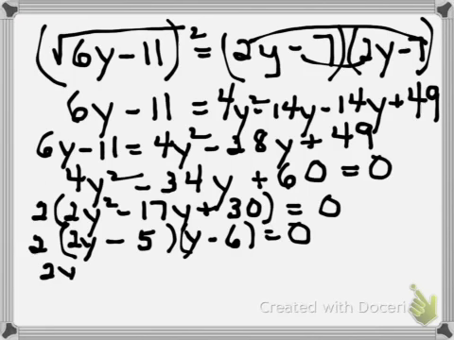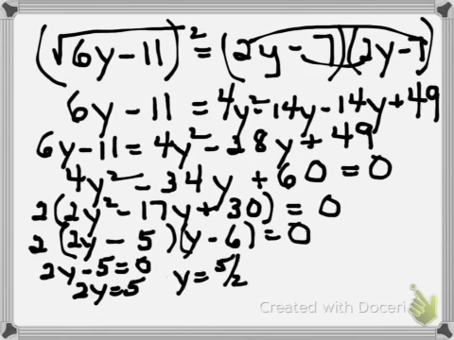Setting each of these factors, not 2, but each of the other factors equal to 0, I get 2y is equal to 5, or y is equal to 5/2. I also get y is equal to 6. Now, if I substitute back in, 6 times 6 is 36, minus 11, I have the square root of 25, which is 5, the principal square root, and 2 times 6 is 12, minus 7 is 5. 6 is okay.